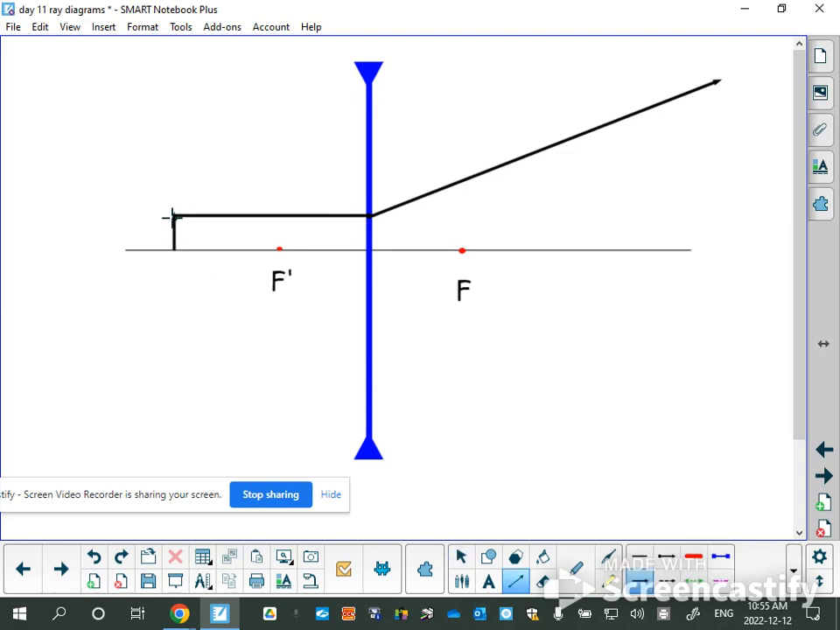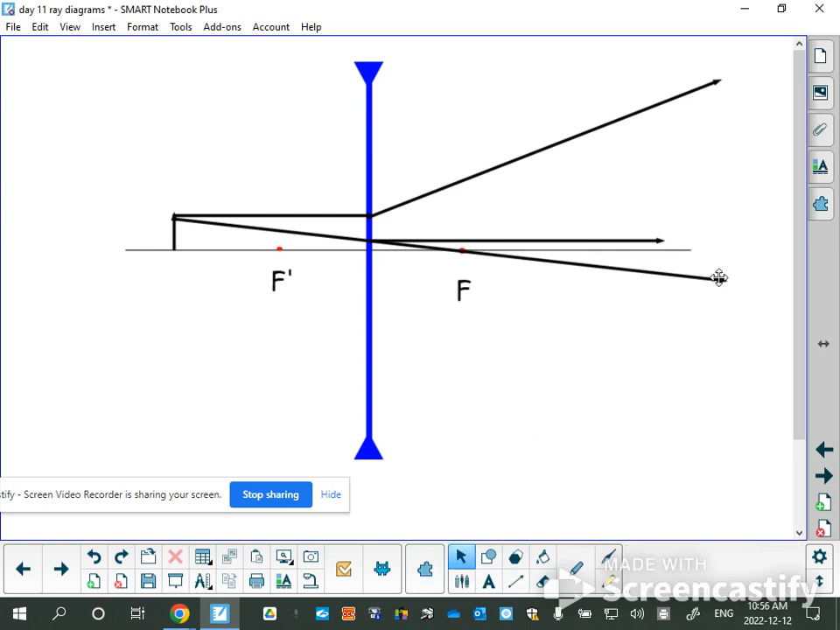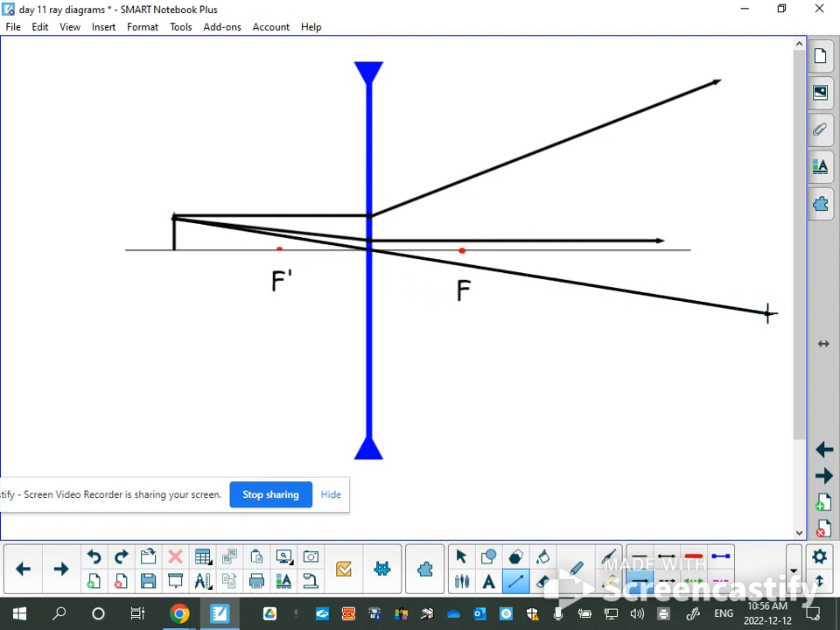Rule number 2, remember, I'm going to aim at my focal point, but when I hit the lens, I'm going to go straight. Again, you're not going to draw this last part. You'll just draw what looks like this. So it aims at the focal point. When you hit the lens, go straight out, so you're parallel with your principal axis. Rule number 3, though, doesn't change for any lenses, all straight through the optical center.